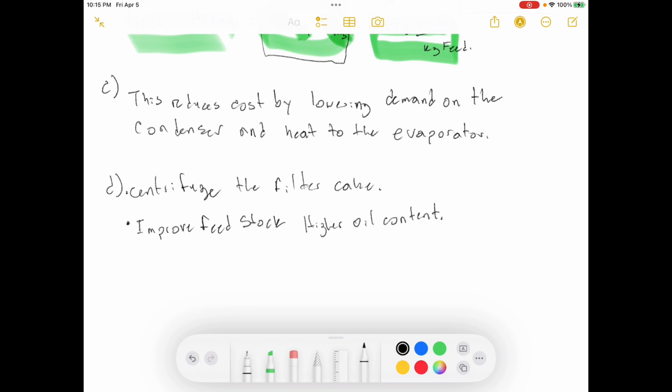Okay. Part D. Suggest additional steps that might improve the process economics. Okay, so I thought of a couple of things, and then even now just reading through this problem again, there's one other thing that I'll talk about, okay? So the first thing is that you could centrifuge the filter cake.